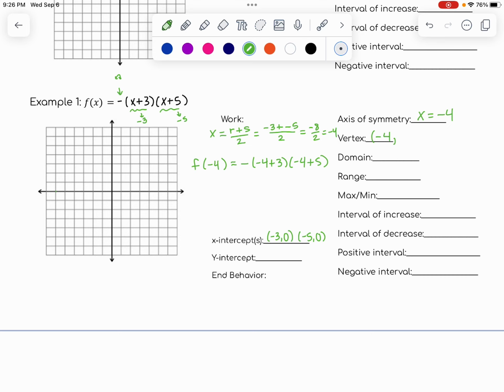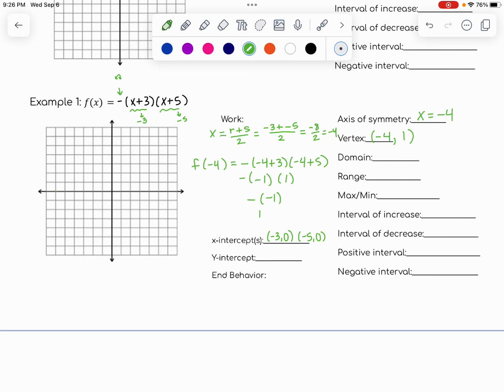To simplify this, don't forget about that negative. Negative 4 plus 3 is negative 1. Negative 4 plus 5 is positive 1. Negative 1 times positive 1 is negative 1. And then a negative 1 is positive 1. So the y value we get is positive 1. And there's our vertex. Using these three things, the axis of symmetry, vertex, and x-intercepts, we have enough to plot our graph. So let's go ahead and do that now.